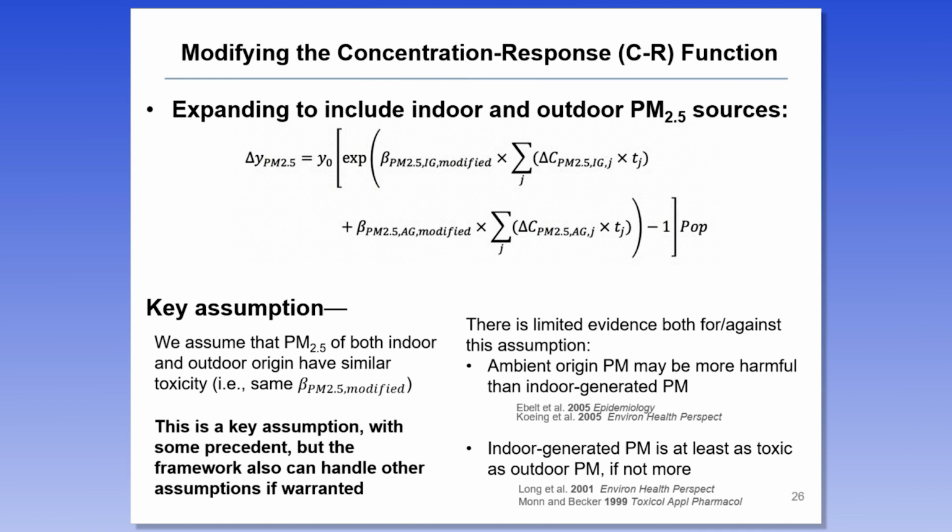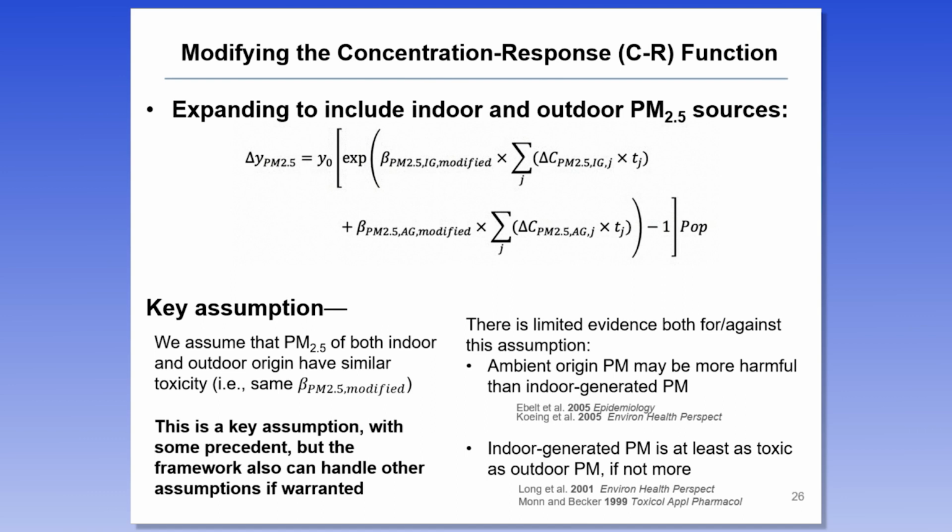So here, let's expand the part related to the z index. In this part, we say that we can estimate the total mortality associated with PM2.5 by multiplying the beta value times the exposure to PM2.5 of indoor generated particles and outdoor generated particles. To describe it simply, it shows how toxic PM2.5 is. So it could be different for indoor generated particles and for outdoor generated particles.